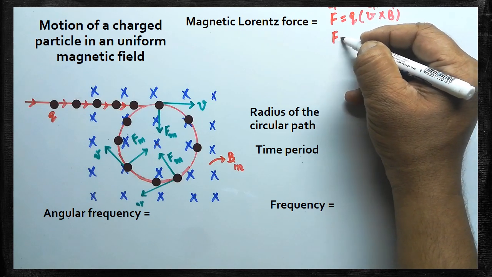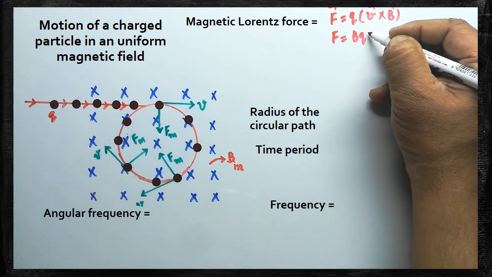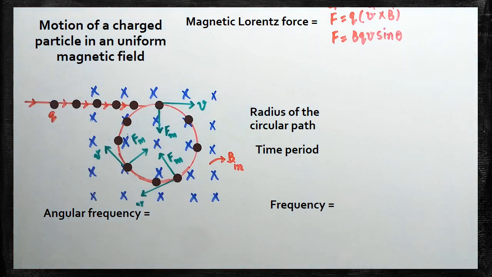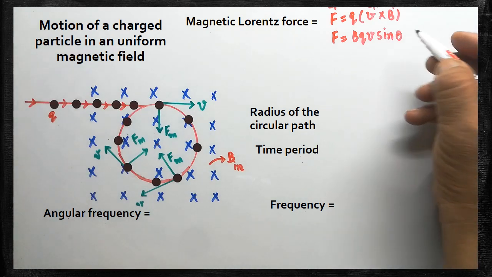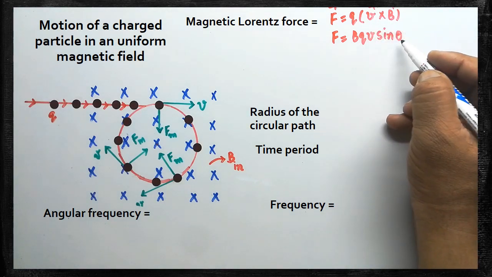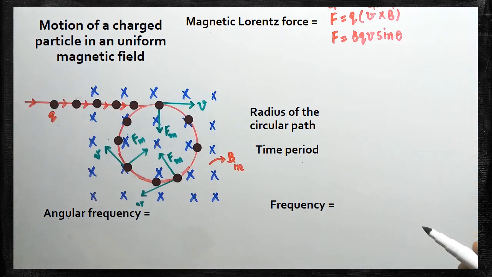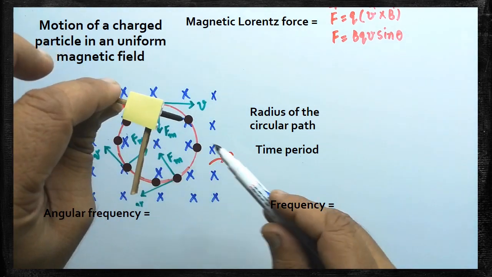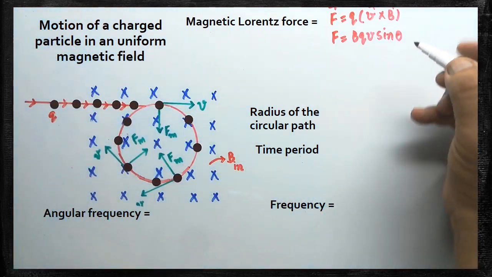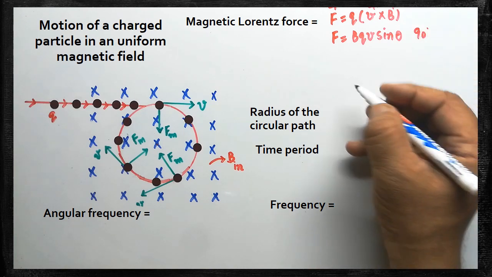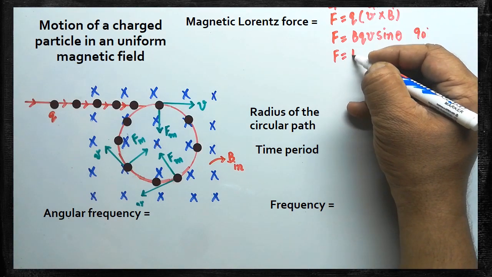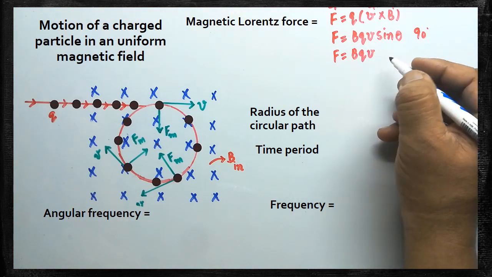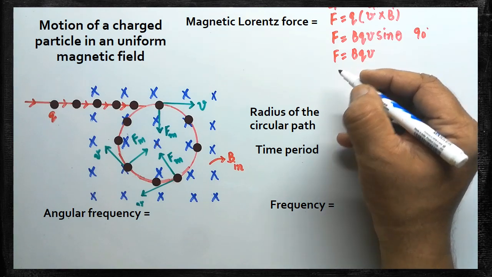Now I am going to write it in magnitude form. How will you write? F is equal to BQV sin theta. Are you clear? F is equal to BQV sin theta. So in between V and B, what is the angle? 90 degree. Look at the model here. This is the direction of B. This is the direction of V. What is the angle here? 90 degree. So I am going to substitute 90 degree in the formula. So after substitution, you will get the magnetic Lorentz force formula like this: F is equal to BQV. Okay. Now this is the formula for magnetic Lorentz force.